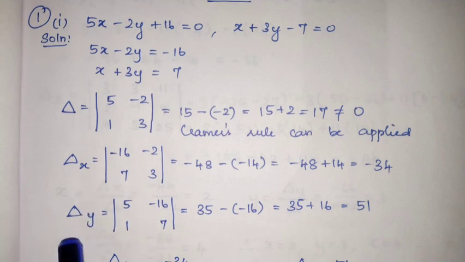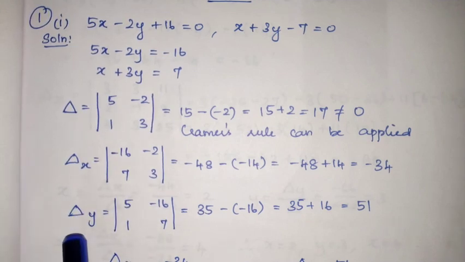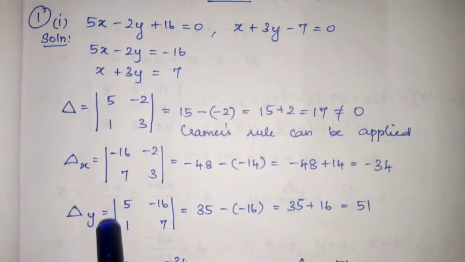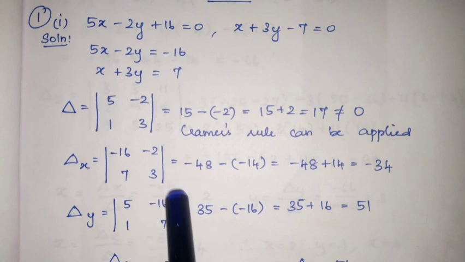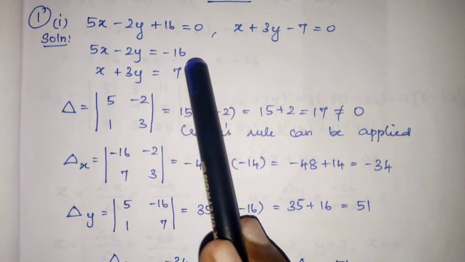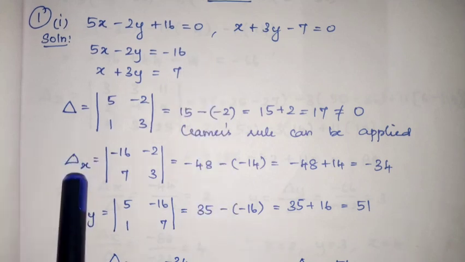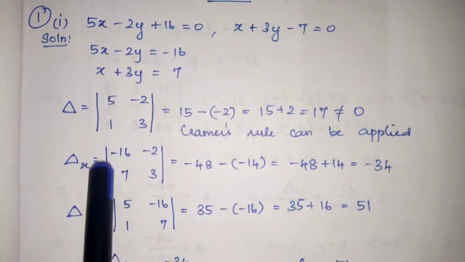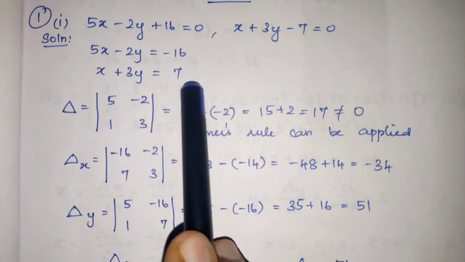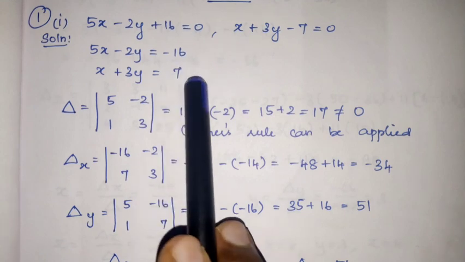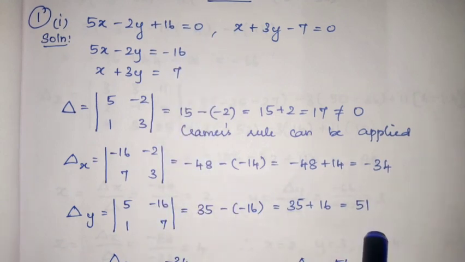When you come to del y, the same procedure will be followed. In the place of y you have to replace the constants. So this is the coefficient of x, and in the place of the coefficient of y you substitute minus 16 and minus 7, which are the constant terms. Can you understand? For del x, replace the coefficient of x by the constants. For del y, replace the coefficient of y by the constants. And the same way you have to expand the determinant.